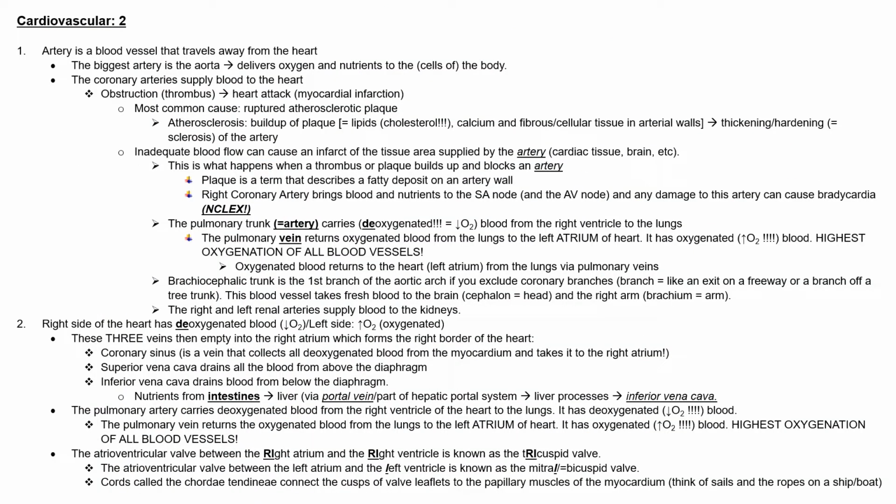Now, let me quickly summarize the vascular part of the cardiovascular. You do need to know that the artery is a blood vessel that leaves the heart, goes away, artery away from the heart. The biggest artery in the body is called aorta, and it delivers oxygen and nutrients to all the rest of the body, and obviously the cells of the body eventually via the capillaries. So the coronary artery supplies the blood to the heart.